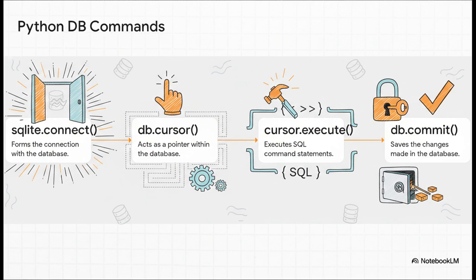And finally, and this is so important, db.commit. This is what permanently saves your changes. Seriously, if you skip this step, it's like writing a whole document and then just closing your laptop without hitting save. Poof, all that hard work just vanishes.